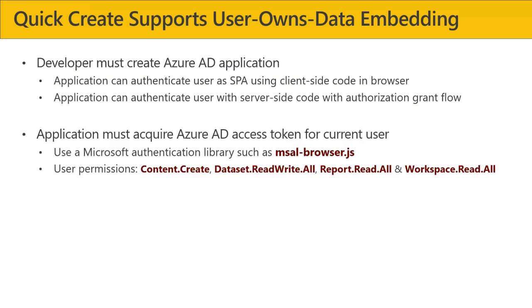Inside of that access token, you're going to have delegated permissions for that user. The ones that we care about now are content create, dataset read write all, report read write all, and workspace read all. We have a couple of beauty marks in the preview, and we're not able to straighten them out until the new year. But the one we have is if you have report read write all, it doesn't work. You need report read all.